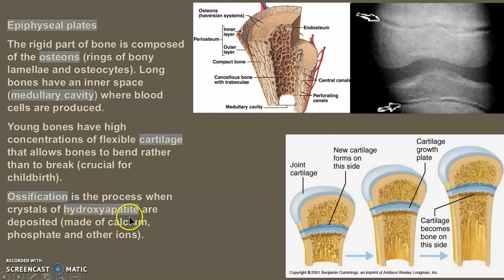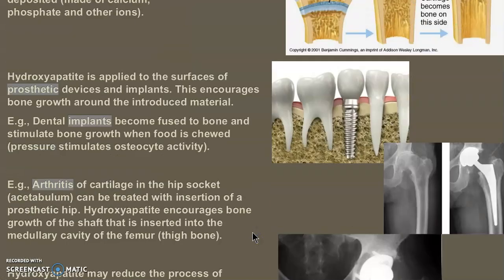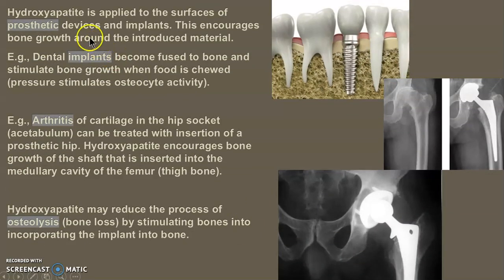It's the process where hydroxyapatite is deposited. And there's a big story right there. So calcium, phosphate, and other ions. Now, the reason I say it's a big story is that we have learned that hydroxyapatite can be applied to prosthetics. So I'm talking about dental implants, hip prosthetics. Anytime we're going to implant a foreign object into bone, we want to encourage the bone to grow around it. Now, in the old days, they used cement.